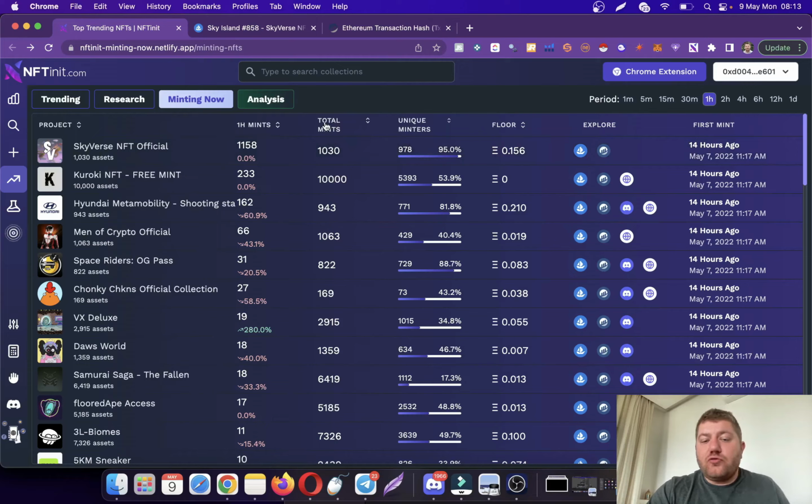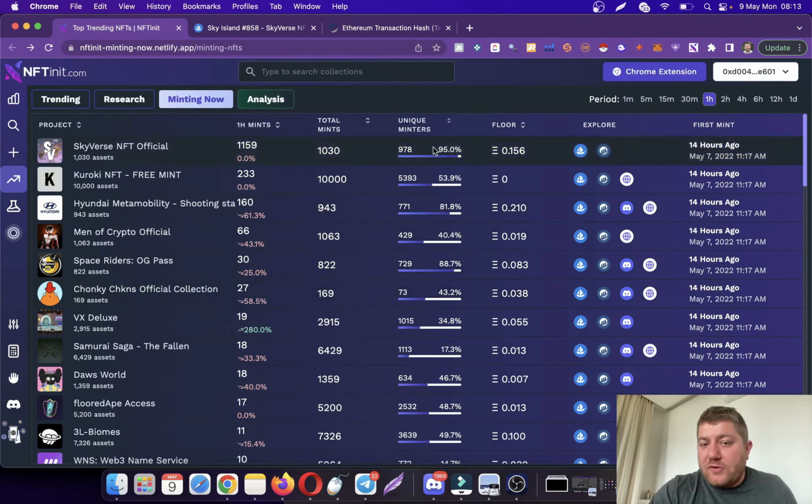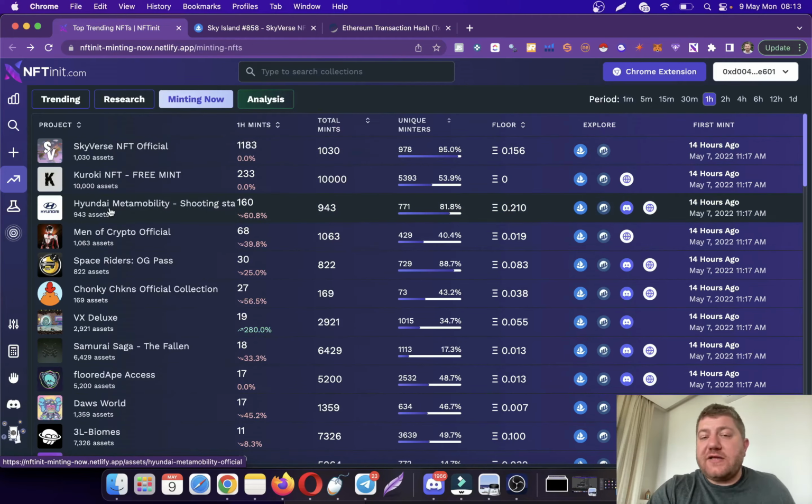And then you wouldn't want to see such little mints here. So if we were to compare Skyverse NFT official with Chonky Chonk's official collection, I would say that probably I would go for Skyverse. And the reason for that is the unique minters percentage here is 95%, and there are a lot more mints going on here. Most likely you won't be able to mint everything you see here.